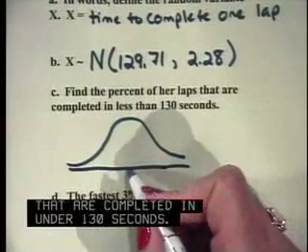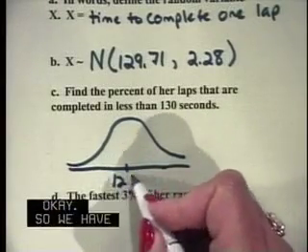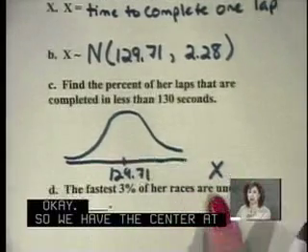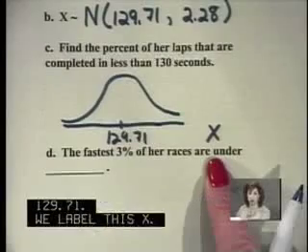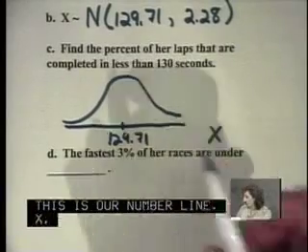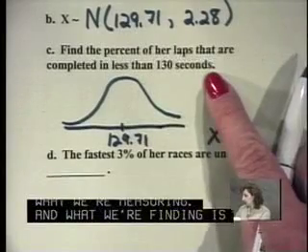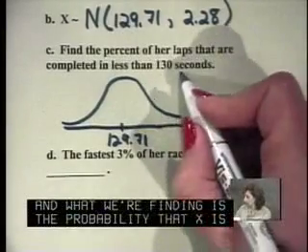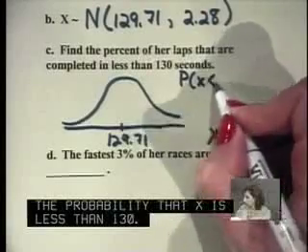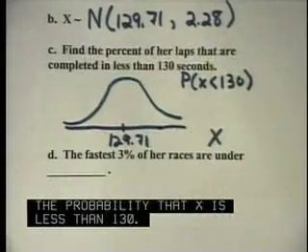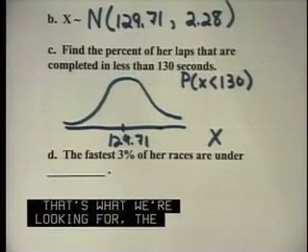Okay, so we have the center at 129.71. We label this x. This is our number line. X, our random variable, what we're measuring. And what we're finding is the probability that x is less than 130. That's what we're looking for. The probability that x is less than 130.